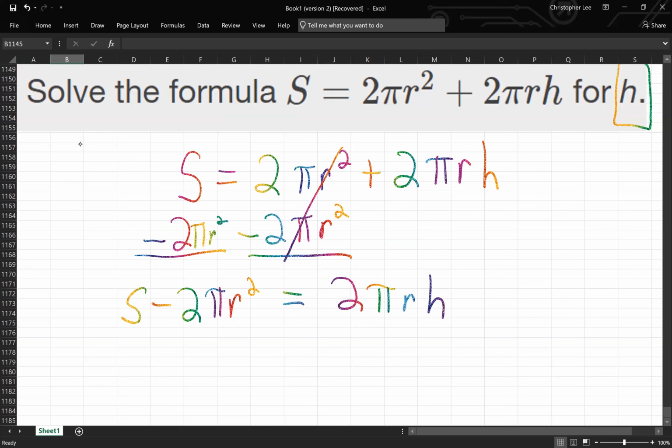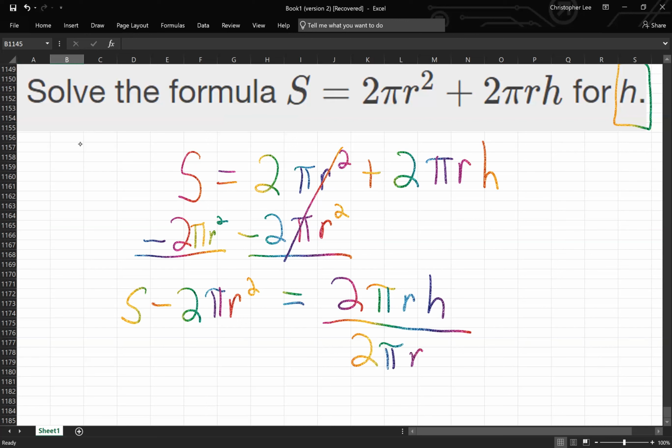You already know what's going to happen here, right? I'm going to divide by everything that's not h. So I'm going to divide by 2 pi r. But what I do to one side of the equation, I have to do to the other side of the equation. Divide by 2 pi r.